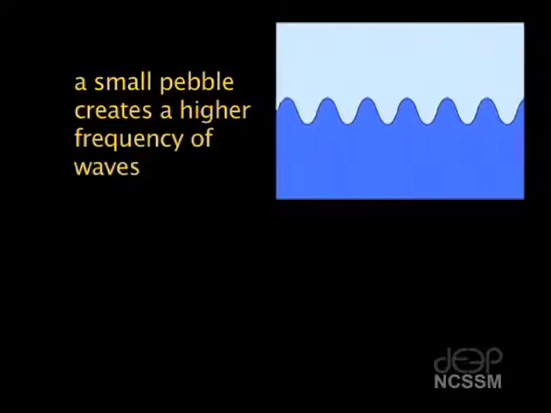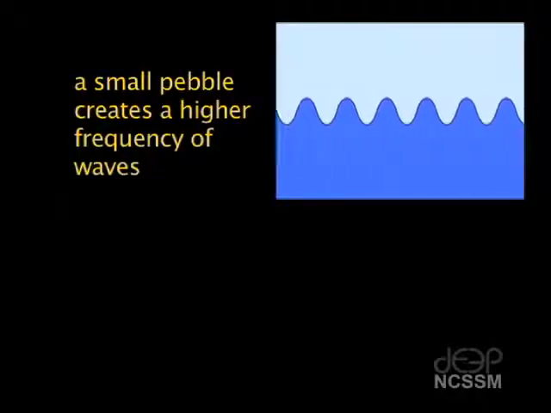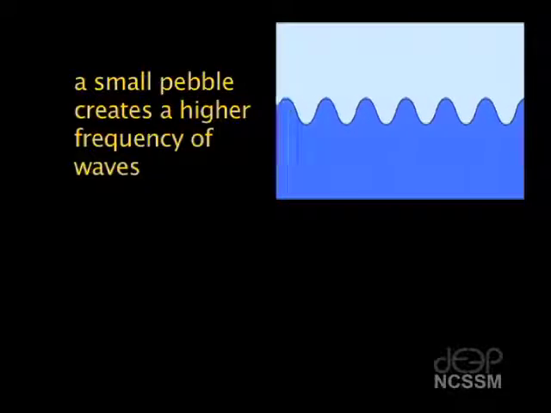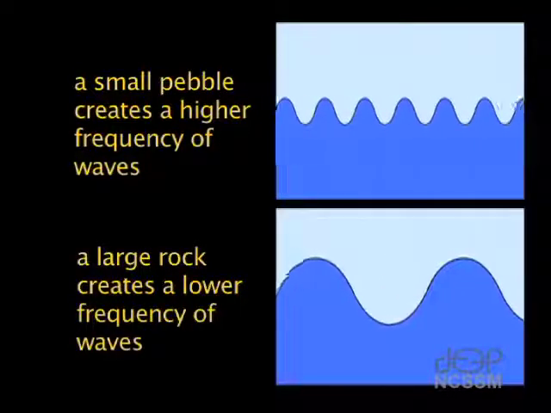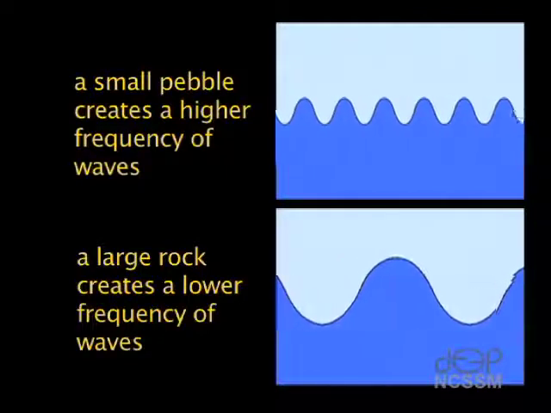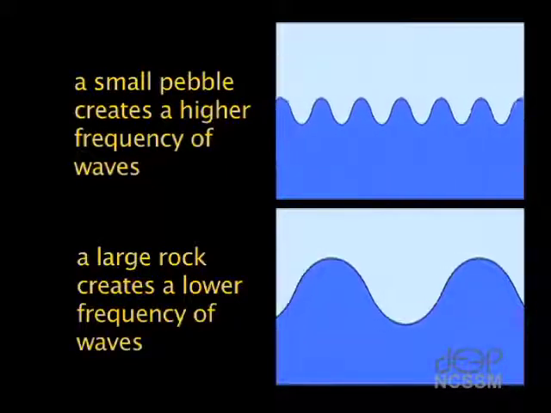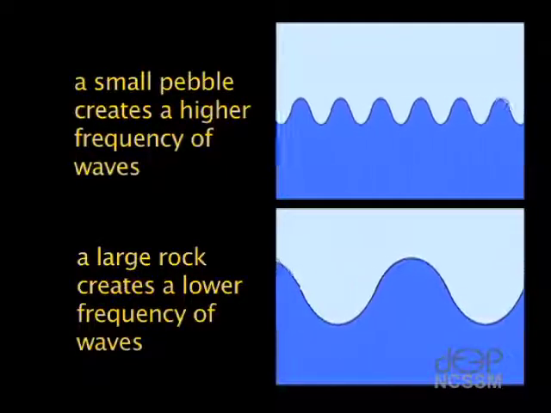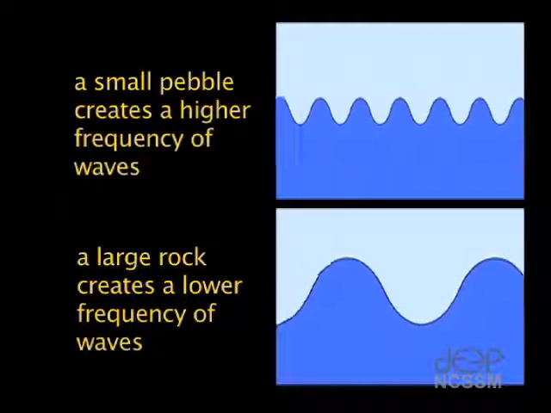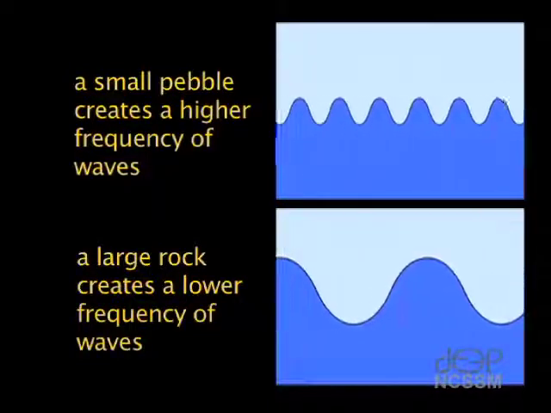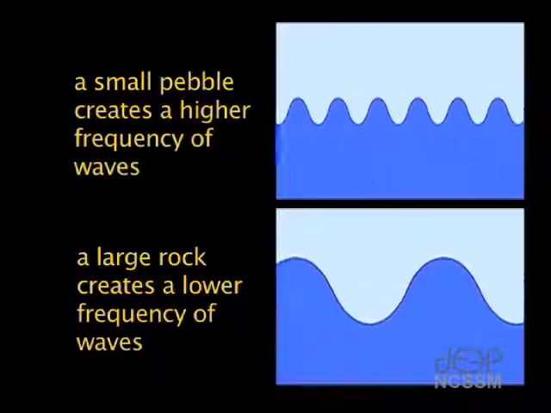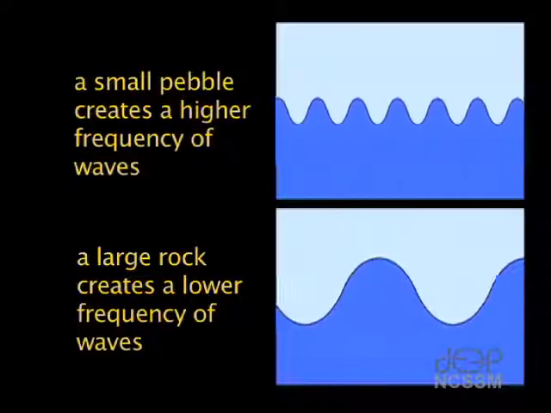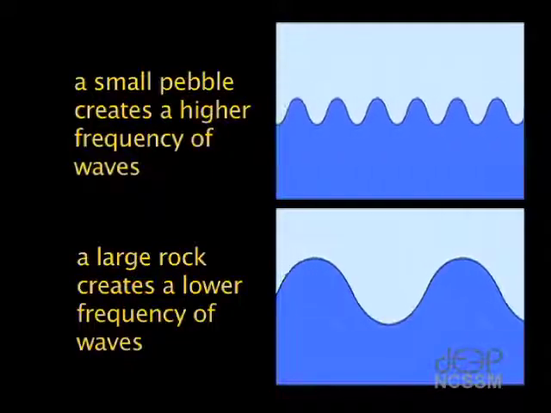It creates small waves that are very close together. A large rock can represent low frequencies or low pitches. It creates much larger waves that require much more space to develop. So, we can tell that the speed and the size of a wave relate to that wave's frequency. Also, we have learned that frequency is another term for pitch.